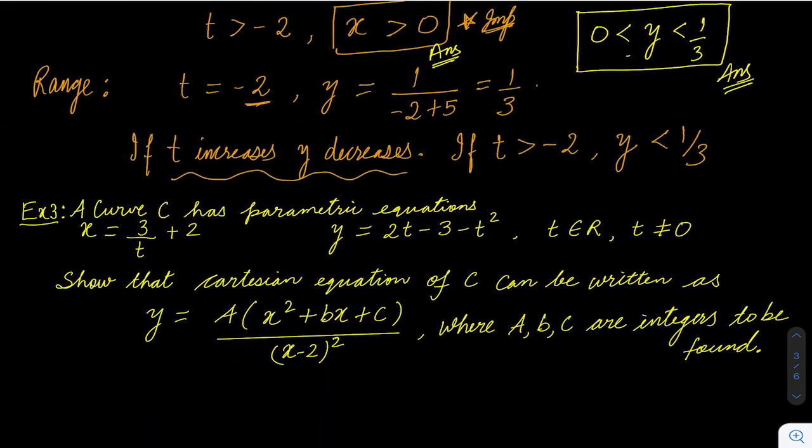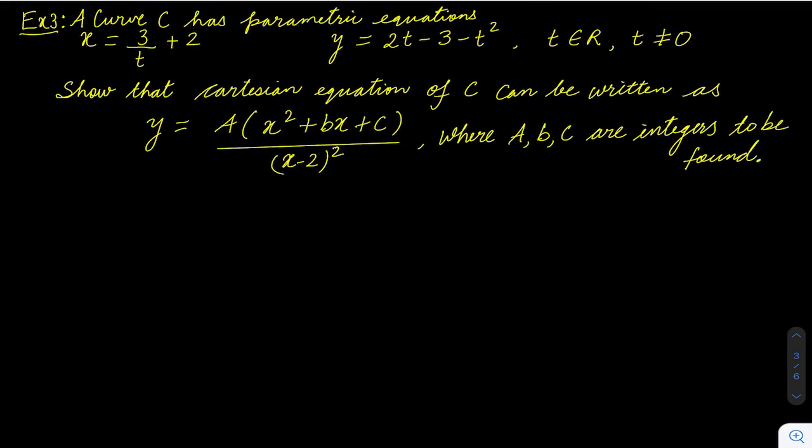Okay, let's move forward. Now, the third question is: a curve C has parametric equations x equal to 3 over t plus 2 and y equal to 2t minus 3 minus t squared, where t belongs to R, R means real numbers, and t is not equal to 0. Of course, because it's 3 over t, t cannot be 0. If t is 0, this will become not defined. Okay. So a parametric equation is given. Show that the Cartesian equation of curve C can be written as this, where A, B, C are integers to be found.